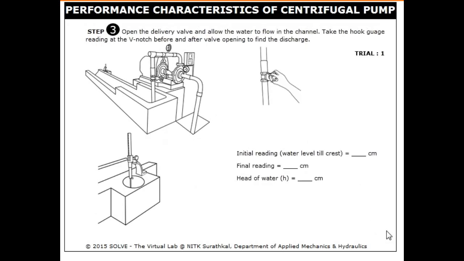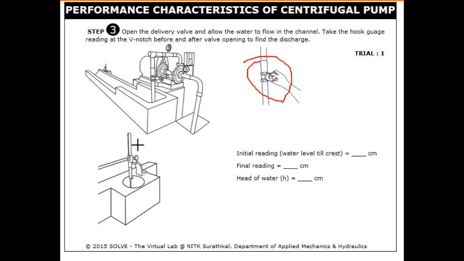In this step, now the pump is running, but the delivery valve is not turned on. So what we do is first open the delivery valve. We can see that, open the delivery valve. In this region I will just turn the delivery valve, and next we have to fix the water level.